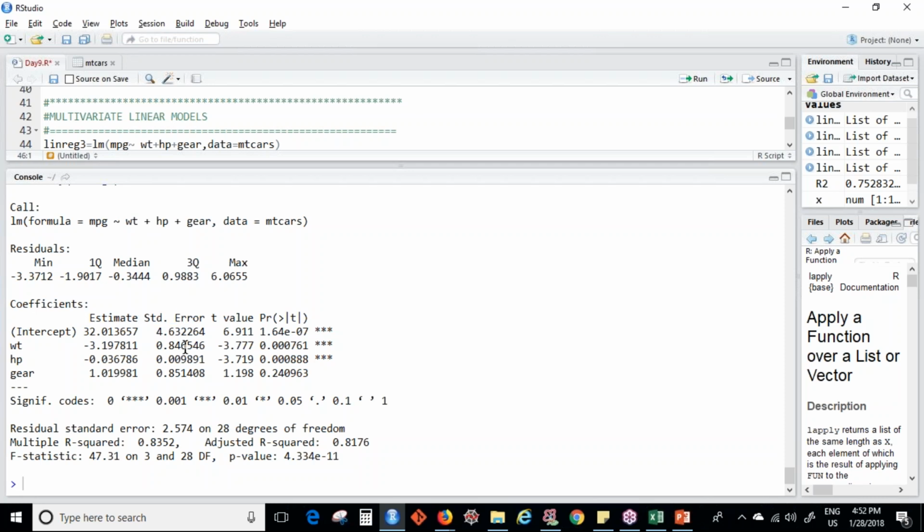Standard error, you already know what it is. T value, you already know. Let us come to this p value. Now we have to identify which variable out of all that we have included is important. We can do that using the p value. You can see the stars also. The important variables will have stars associated. The first one, intercept, is important. Weight is important because the p value is 0.0007. Horsepower is also important. You can check the stars also. But what about gear? Do you think gear is important?